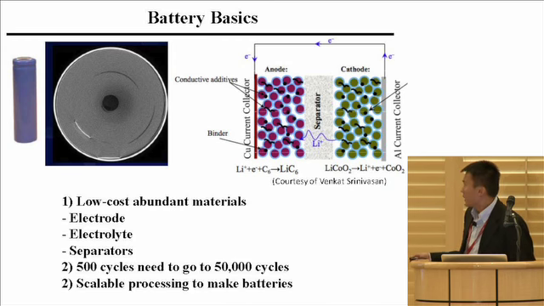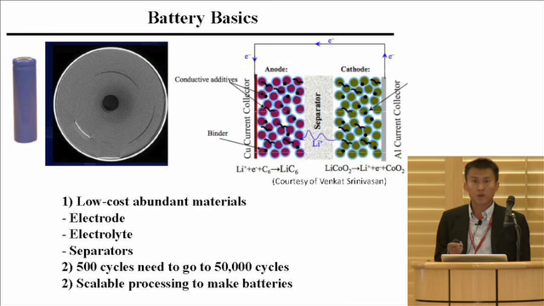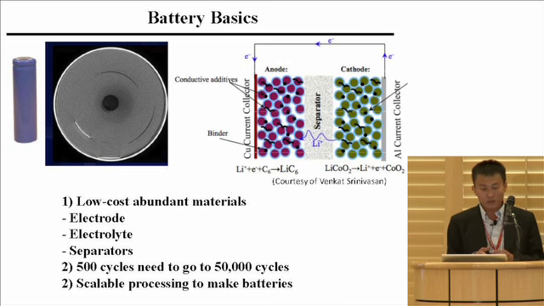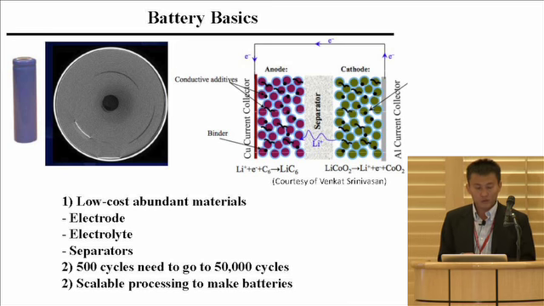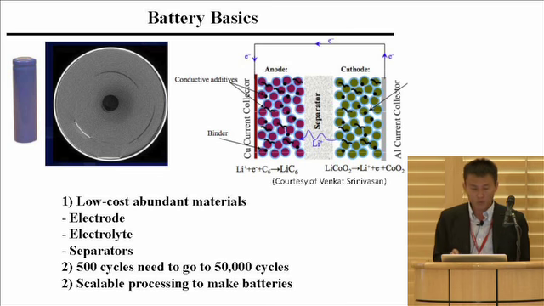This is not a comprehensive list, but certainly you need to look at very low cost, abundant materials to meet the cost and also the scale problem. For the electrolyte, the separators, and the electrode materials, you need to go from, for example, 500 cycles to 50,000 cycles. We need 100 times longer cycle life. And we need to think about different processing, perhaps even different device structures to make batteries.